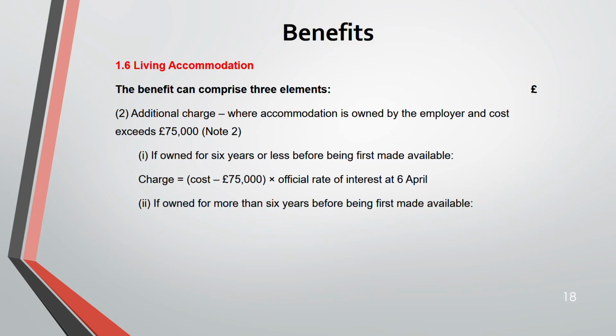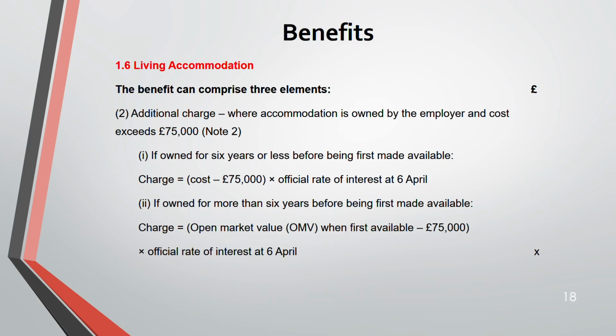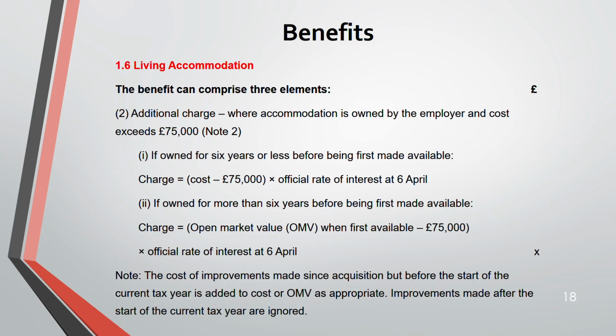If you are owning it for more than 6 years before being first made available, this is the charge. Take the open market value when first made available, deduct 75,000, and multiply by the official rate of interest. The only difference is if it's owned 6 years or less, you take the cost, and if owned more than 6 years, you take the open market value when first made available. Rest everything remains the same.